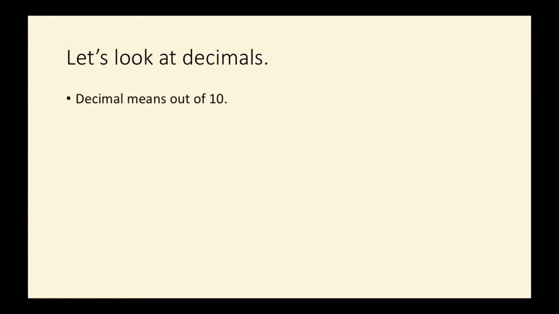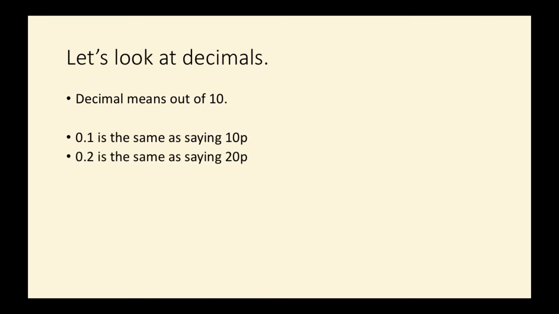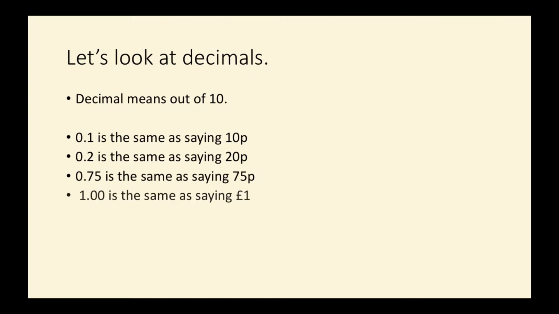So let's look at decimals first. Decimal means out of 10. So 0.1 is the same as saying 10 pence, or 10 out of 100, which is 10%. 0.2 is like saying 20 pence, and so on. So 0.75 is like 75 pence, and 1.00, or 1 whole one, is the same as saying £1.